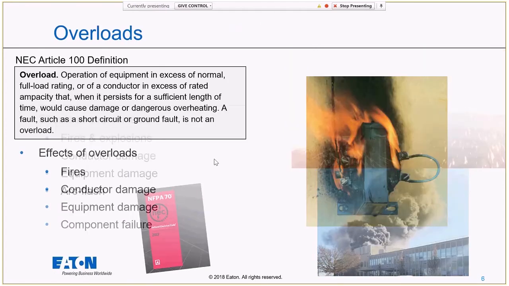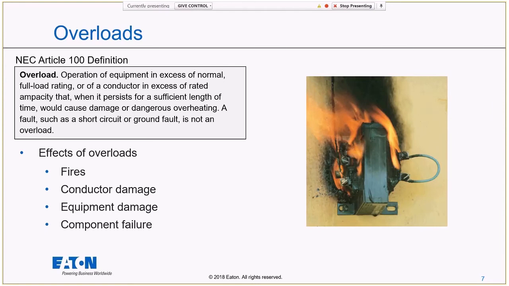The first specific type of overcurrent I want to talk about is an overload. An overload is operation of equipment in excess of my normal full load rating, where if it were to persist over a sufficient length of time it would cause dangerous overheating. So usually it's a relatively smaller amount of excess current over a long period of time. You can imagine if I've got a conductor in a wall and it has too much current for too long, it heats up, it might start to break down some insulation and cause a fire. So fire is definitely the most common effect of overload. We get conductor damage, equipment damage, component failure, which is why we need to protect ourselves from overloads.